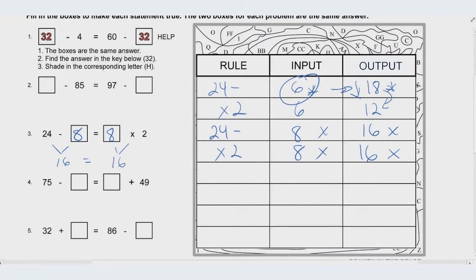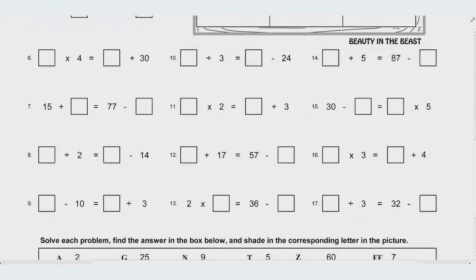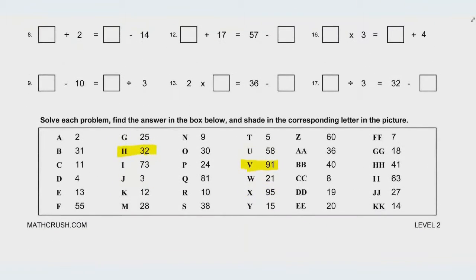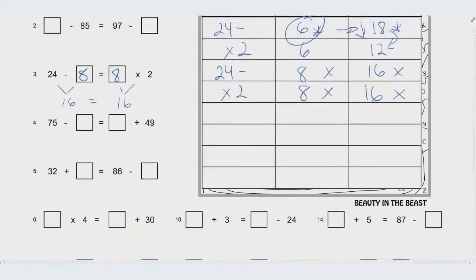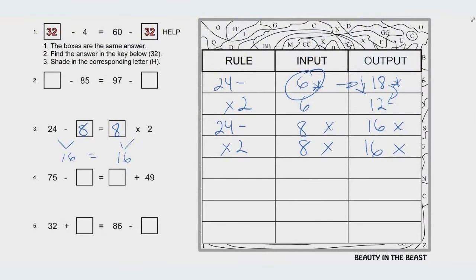So now we come down here to our box, and we're looking for the number 8. And 8, where is 8? I don't see 8. Do you see 8? Oh, there's 8 for CC. So we come back up here to our picture, and you will shade in all the CCs. So that's what I want you to do.